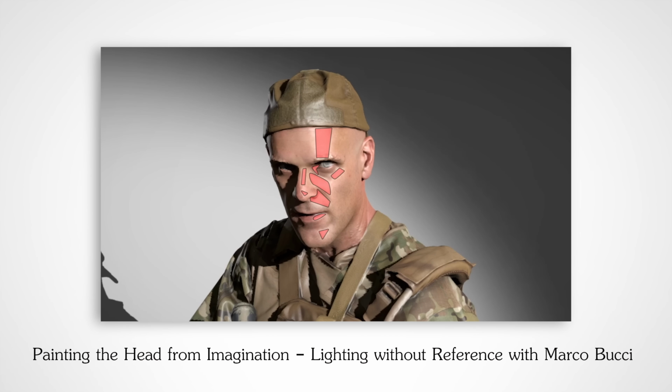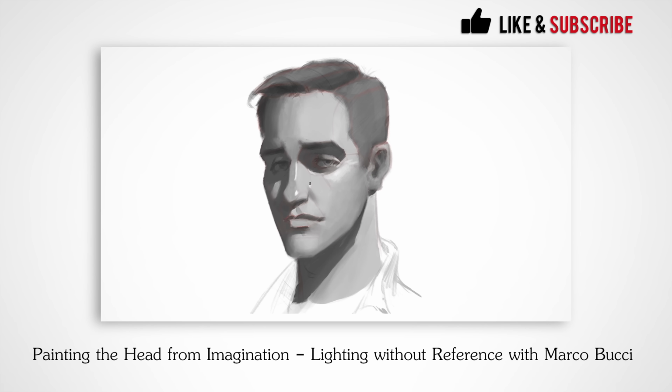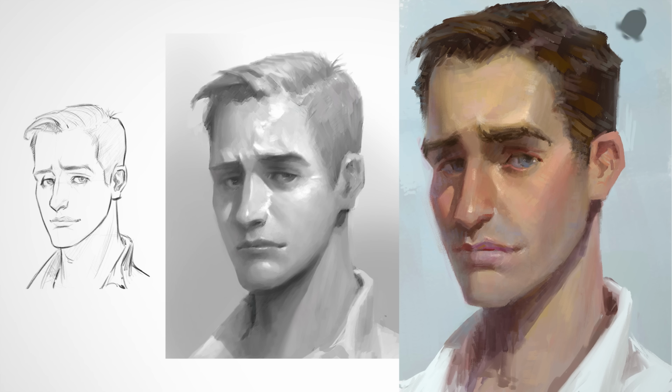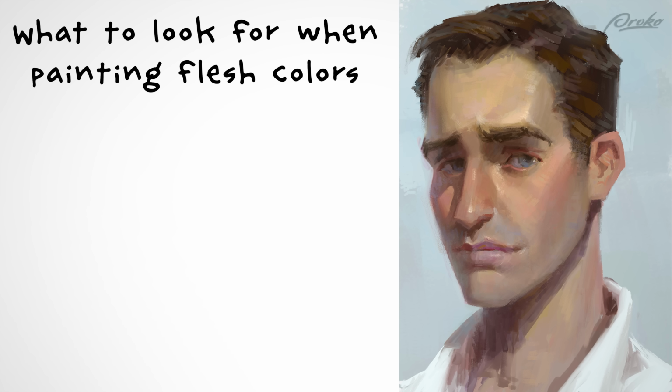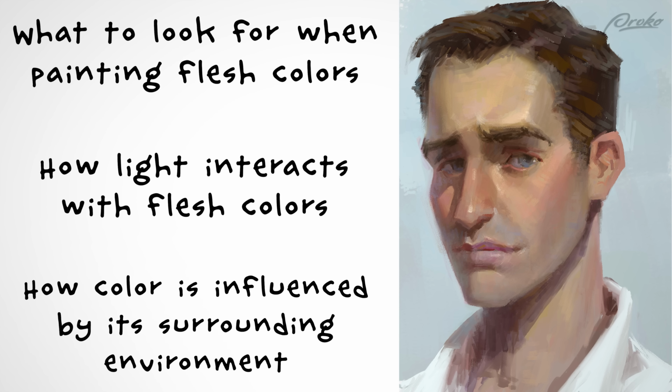Hey everyone. So in my last lesson here on Proko, we talked all about how the planes of the head interact with the light source, and we painted a complete black and white version of a character. Let's pick up the lesson right where we left off and talk about ideas for adding color to this. We'll be tackling 3 overall topics: what to look for when painting flesh colors, how light interacts with flesh colors, and how color is influenced by its surrounding environment.